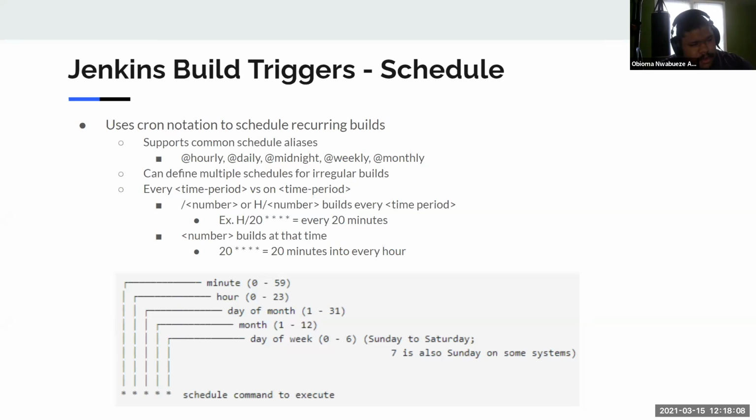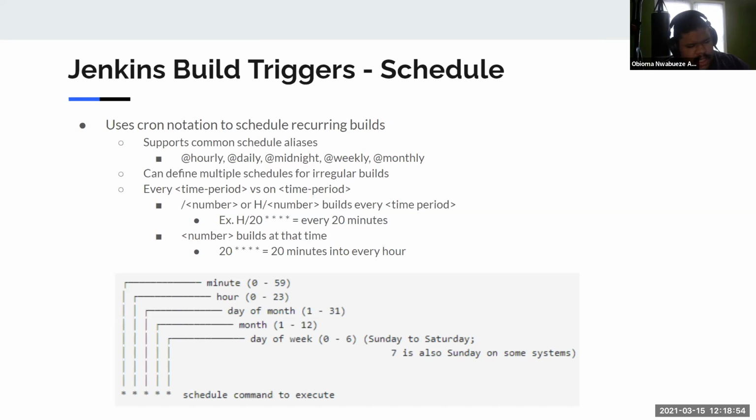And then a little bit about cron notation is that you can change whether you're trying to define every time period, like every 5 minutes, or on the fifth minute of an hour, just with the slash. Or in this case, Jenkins wants you to use H, just to help out with their spacing, essentially. So slash H or H/ builds every time period. So H/20 * * * * builds every 20 minutes, and then just having a number means it builds at that specific time every larger interval.